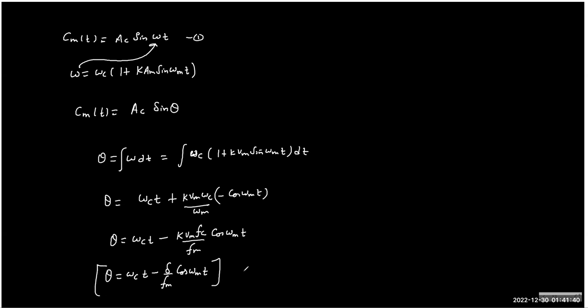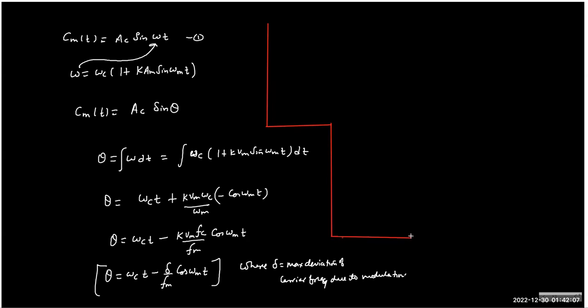So this is the theta, where delta was the maximum deviation of carrier frequency due to modulation. Okay. Fine, so we got theta.